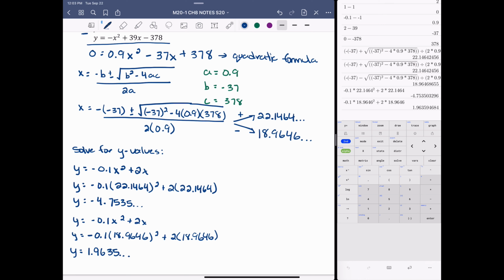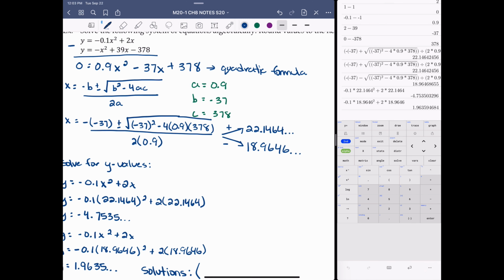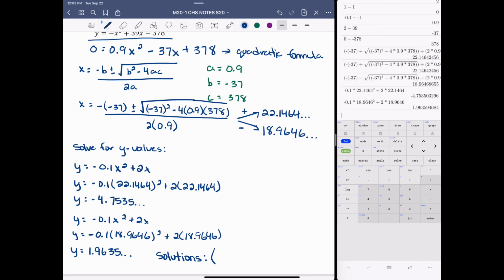Okay, so for our solutions to this system, we want to round to the 10th place. Our solutions: when x is 18.96, rounding to the 10th place, that 9 would get bumped up, which would bump up the 8, so 19.0, and then 1.96, so the 9 would get bumped up, and that would bump the 1 up again, so 2.0. And our second solution, x is 22.14, so 22.1 to the 10ths. y is negative 4.75, so negative 4.8 to the 10ths.